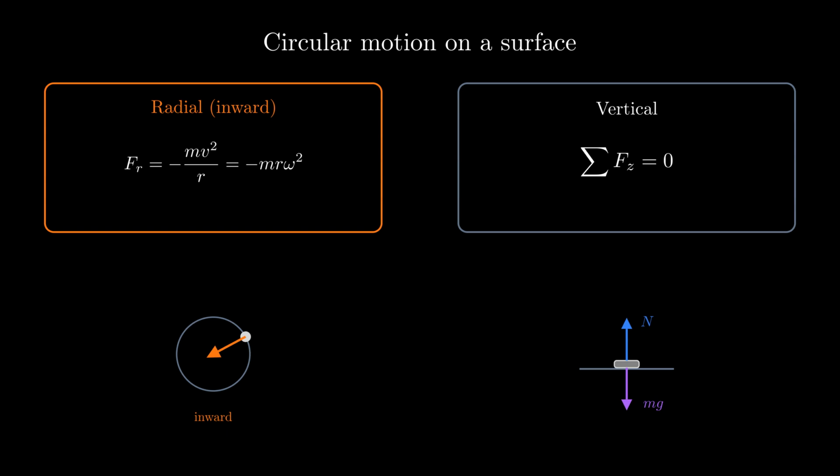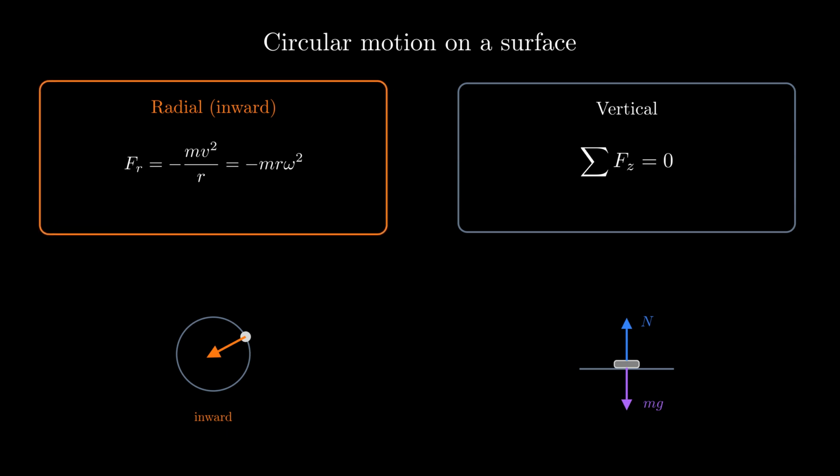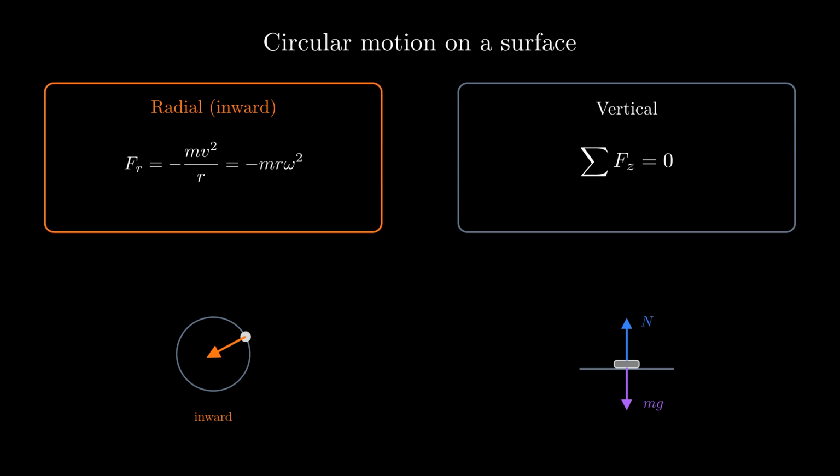So we write Newton's second law twice, once along the radial direction pointing toward the center, and once along the vertical. The radial equation supplies the centripetal force. The vertical equation enforces balance against gravity. Solve them together, and the geometry falls out.